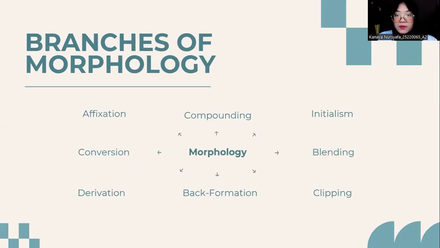After understanding morphemes, now let's move on to the branches of morphology. There are several processes of word formation, such as compounding, affixation, conversion, derivation, back formation, clipping, blending, and initialism. Each process creates words in different ways, and some of them are very common in everyday English.